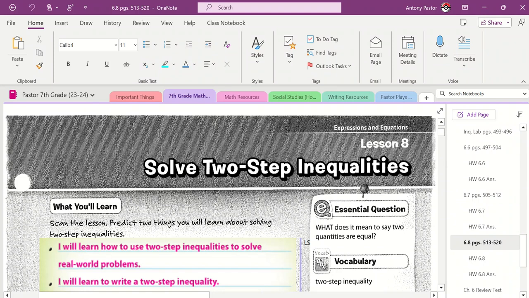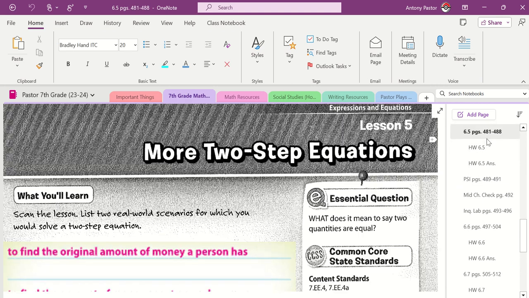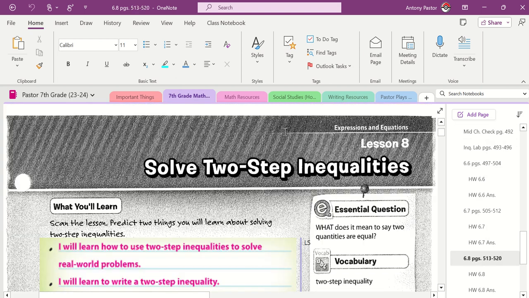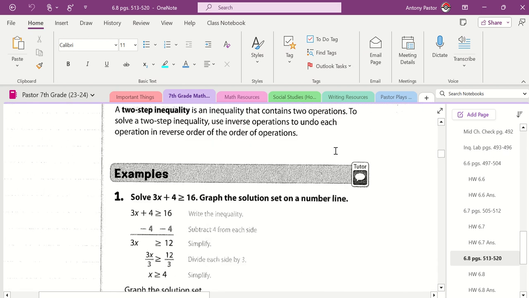All right, so we're going to go over Chapter 6, Lesson 8 today. We are solving two-step inequalities. So we've done this lesson already before. I want to say this was Lesson 4 and 5. So we're doing the exact same thing. The only difference is now we are dealing with an inequality instead. So we're going to talk about academic vocabulary and see if you guys remember how to do this.